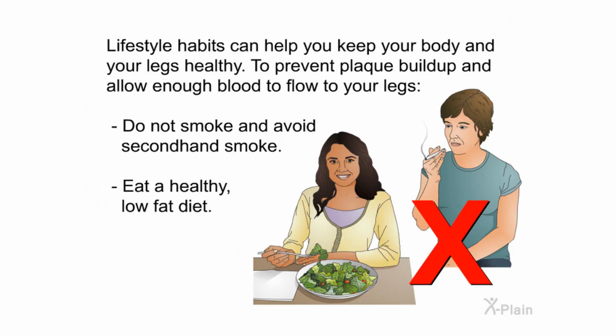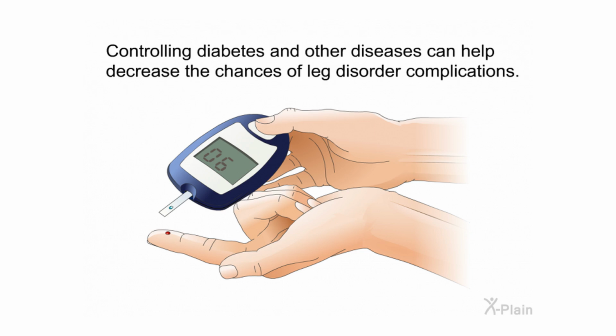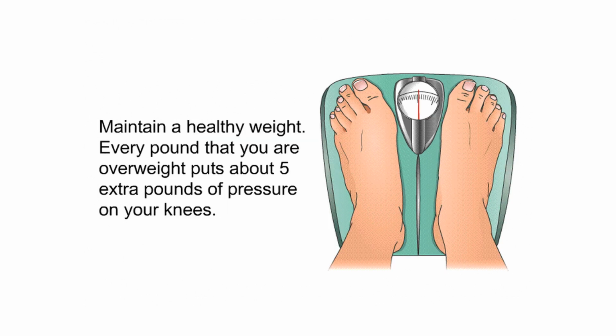Lifestyle habits can help you keep your body and your legs healthy. To prevent plaque buildup and allow enough blood to flow to your legs, do not smoke and avoid secondhand smoke. Eat a healthy, low-fat diet. Controlling diabetes and other diseases can help decrease the chances of leg disorder complications. Maintain a healthy weight. Every pound that you are overweight puts about 5 extra pounds of pressure on your knees.